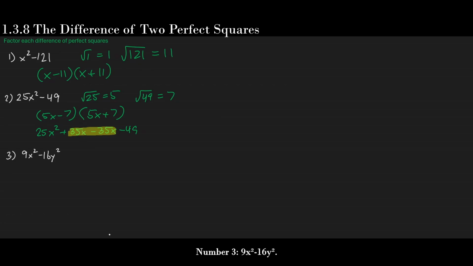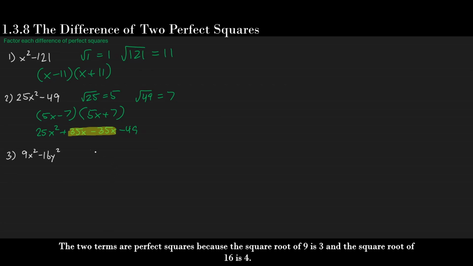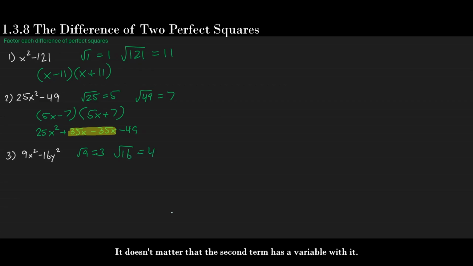Number 3, 9x² minus 16y². Each term here has a coefficient and a variable. The two terms are perfect squares because the square root of 9 equals 3 and the square root of 16 equals 4. It doesn't matter that the second term has a variable with it. Notice that it is squared along with its coefficient.